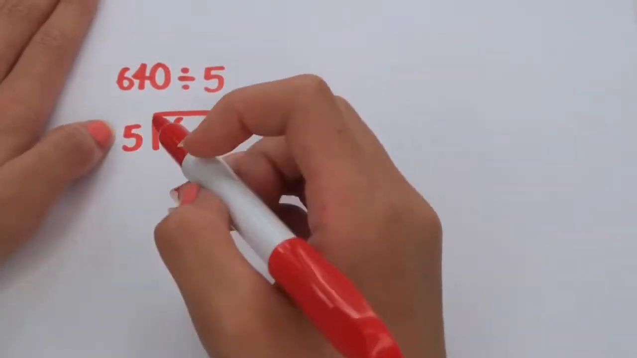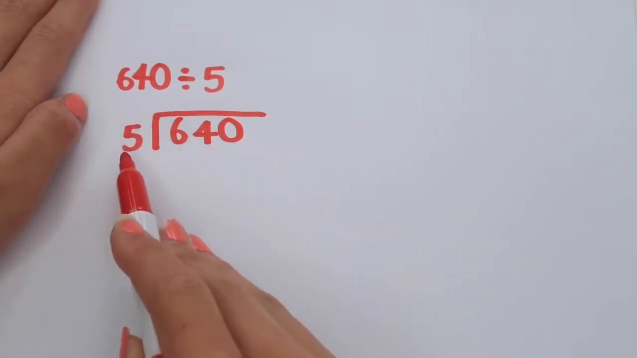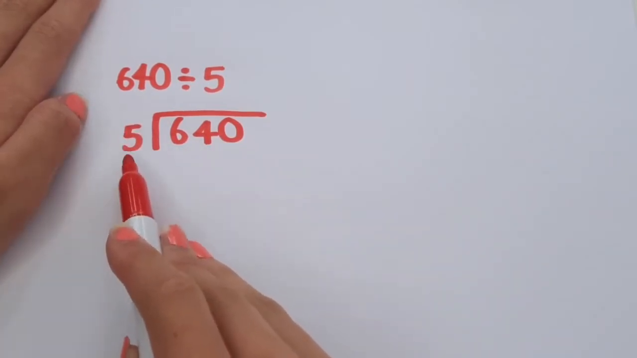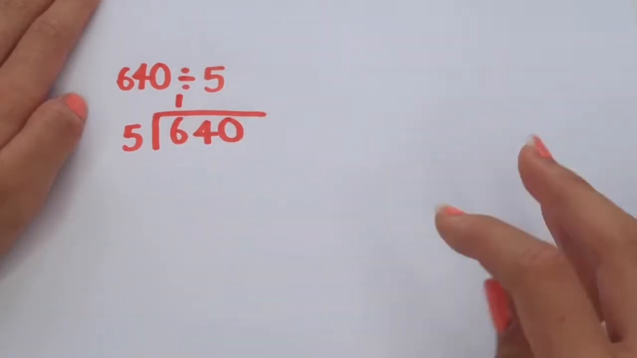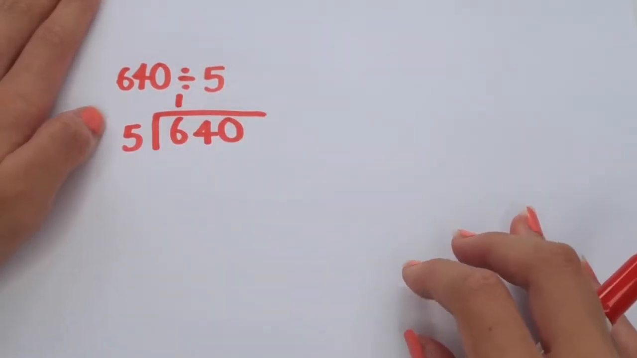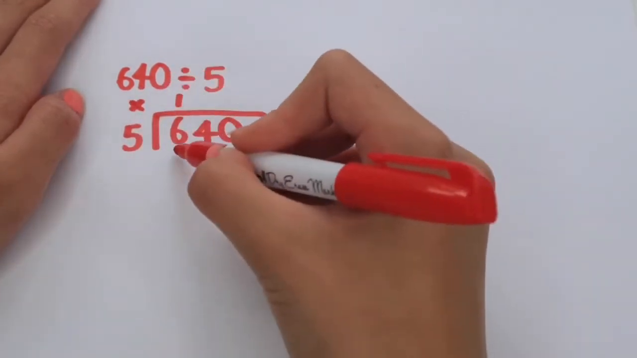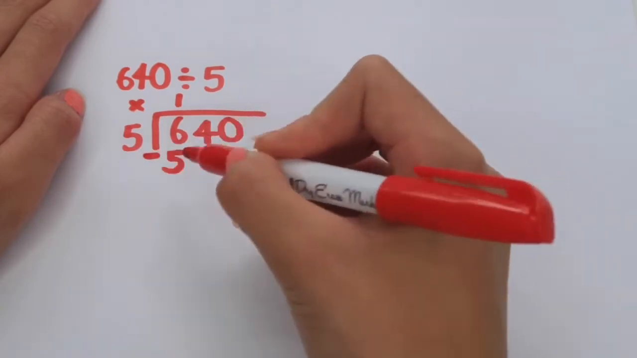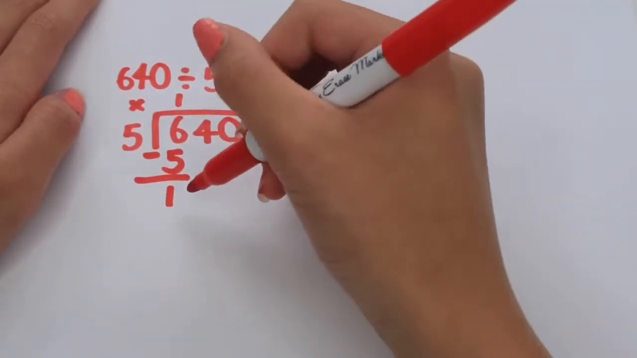Ta-da! When you do long division, you first need to work out how many 5s go into 6. We can clearly see that only one 5 goes into 6. Now we times these numbers together. 5 multiplied by 1, which is 5. We then minus this from the 6, and we have 1 left over.